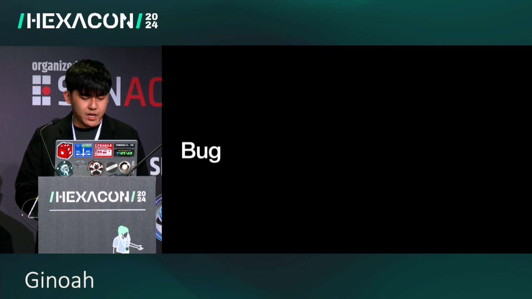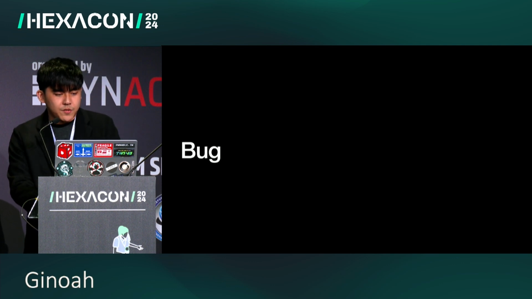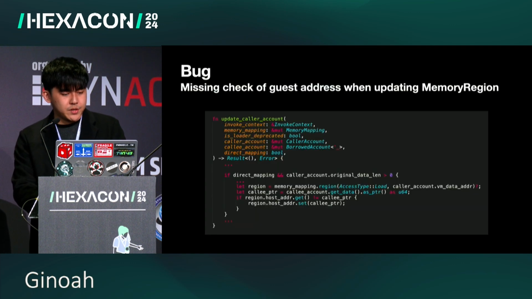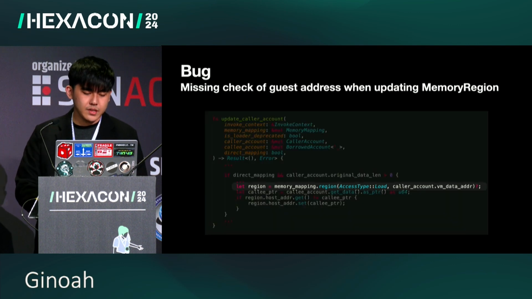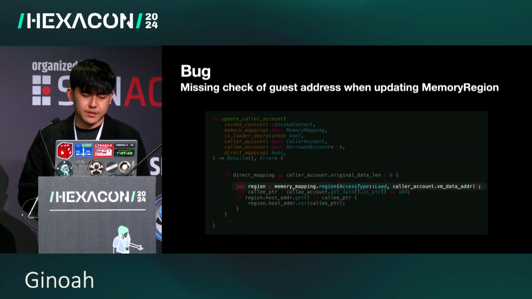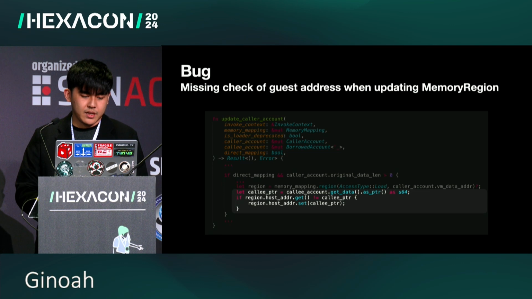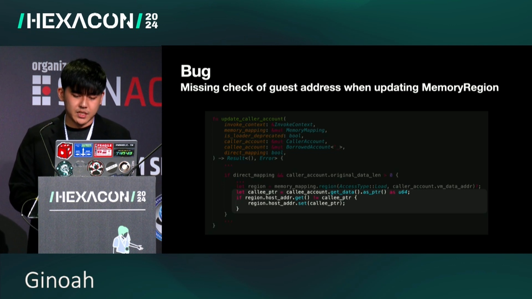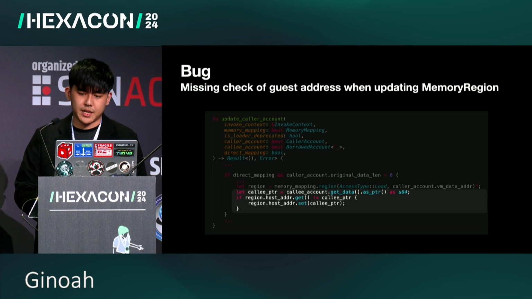Finally, now we have covered all the background mechanism we need to understand. So finally, here's the bug. When returning from CPIs, in the replacement procedure, update caller account is called. We search for the memory region with VM data address in the caller account, and then update the host address if the host address in the memory region doesn't match the address from account share data.